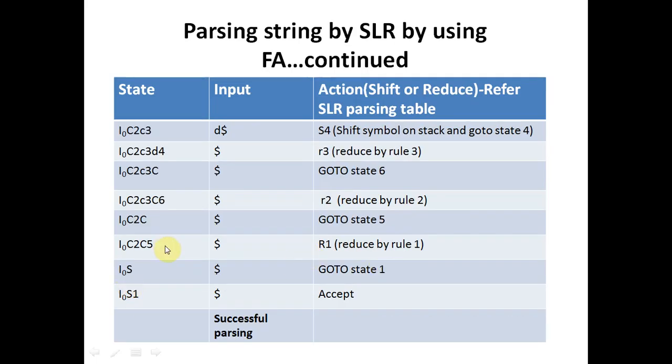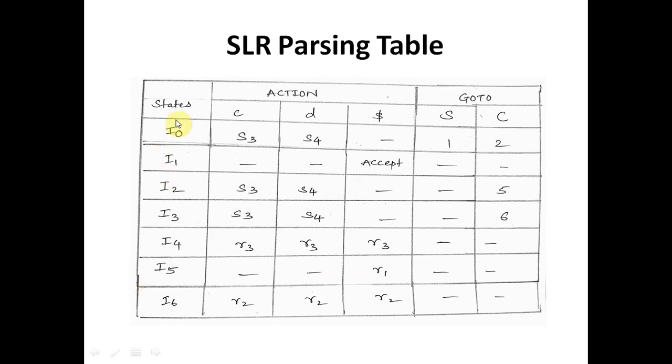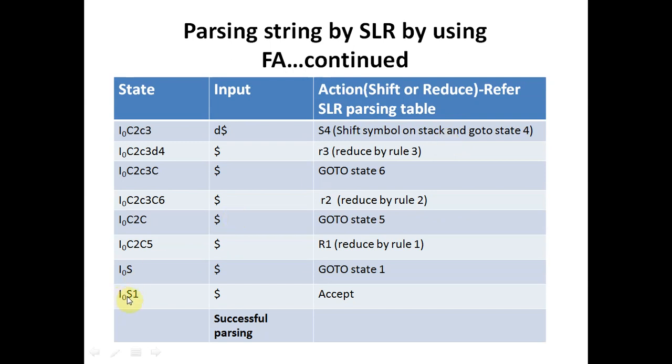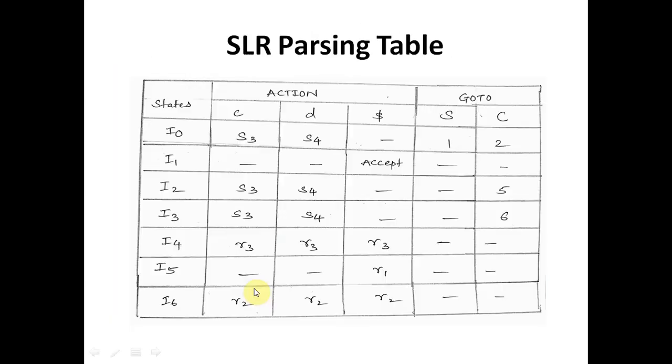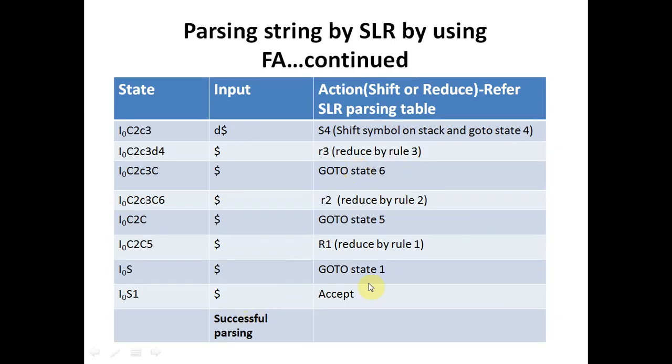So what is rule number 1? S producing C, capital C, capital C. So reduce by rule number 1. This portion will be replaced by S, and we go back till here. Now we are in the I0 state receiving S. I0 on receiving capital S goes to 1. Now we are in the first state, receiving dollar. The first state on receiving dollar says accept, so it is successful parsing.